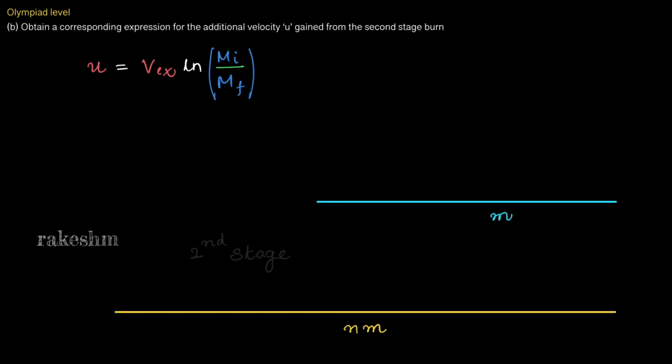The next question is: obtain a corresponding expression for the additional velocity u gained from the second stage burn. So we will again use the rocket equation. The additional velocity for the second stage is V exhaust ln Mi by Mf, where Mi is the initial mass now, when there is this payload and second stage container with the fuel.